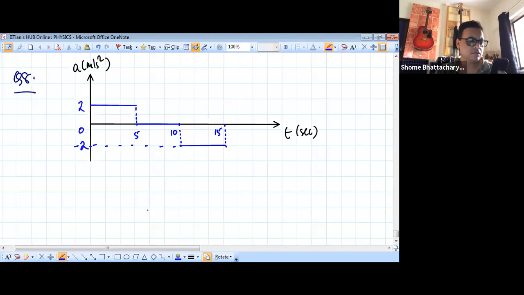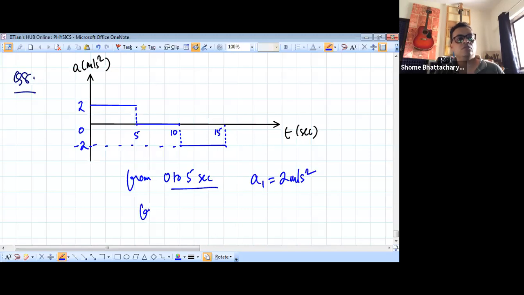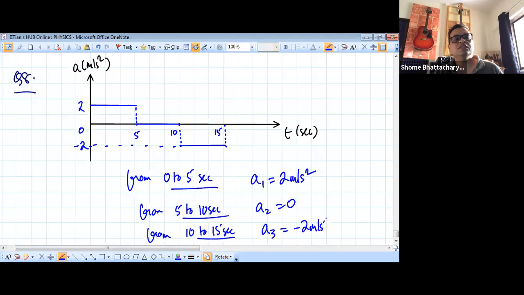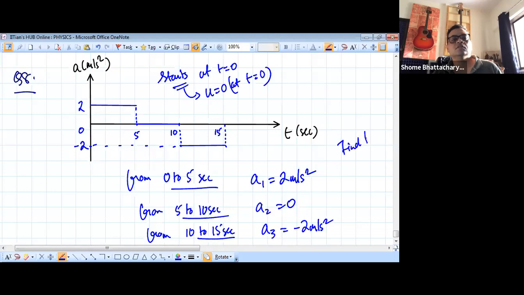So from the graph, you can see that from 0 to 5 seconds, the car has a uniform acceleration, let's say a1 of 2 meters per second square. From 5 to 10 seconds, you can see that acceleration of the car is 0. And then from 10 to 15 seconds, the acceleration of the car is minus 2 meters per second square. It is also given that the car starts at t equal to 0. So the fact that it starts means that its initial velocity is 0 at t equal to 0. You have to find the total distance from 0 to 15 seconds.